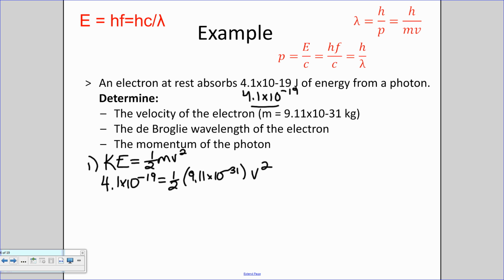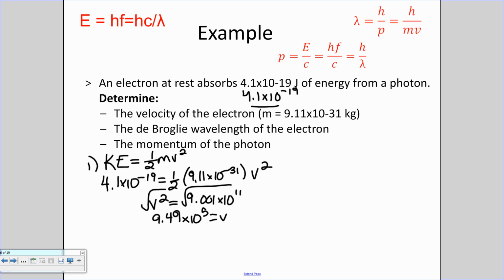And we get 4.1 times 10 to the negative 19 times 2, or divide by 1/2, divided by 9.11 times 10 to the negative 31st. And I get v squared is equal to 9.001 times 10 to the 11th. So I take the square root and get 9.49 times 10 to the 5th, which equals the velocity of the electron.